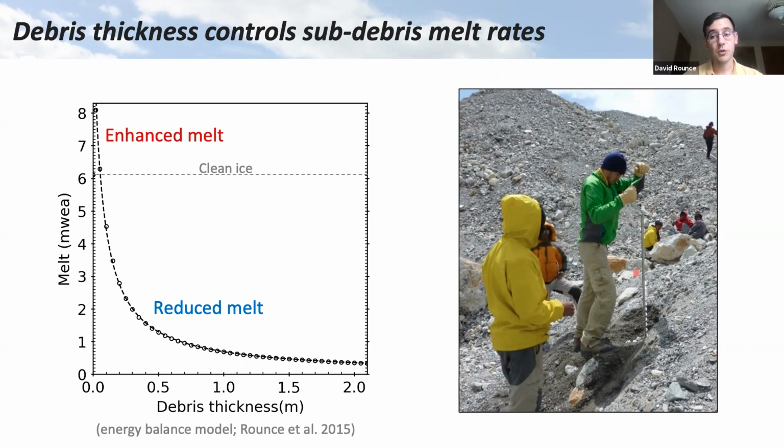If you want to be able to account for debris in large-scale or global glacier evolution models, what we really need to know is information concerning the debris thickness and also how that debris thickness is going to impact the ablation areas.